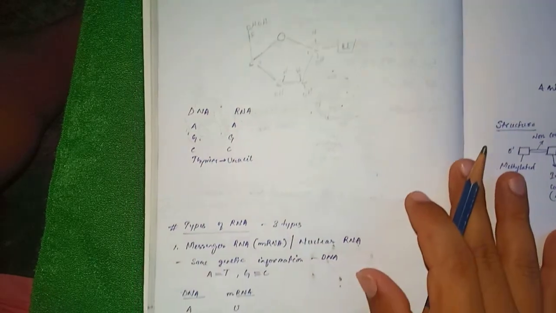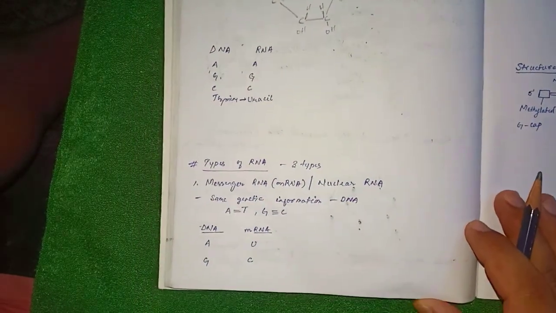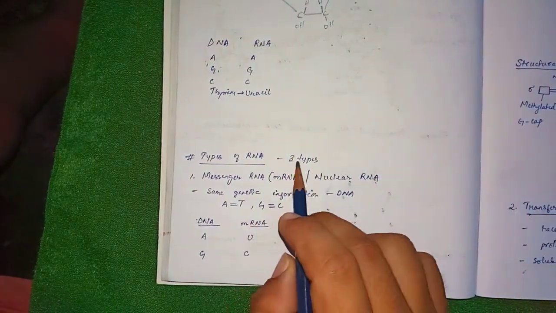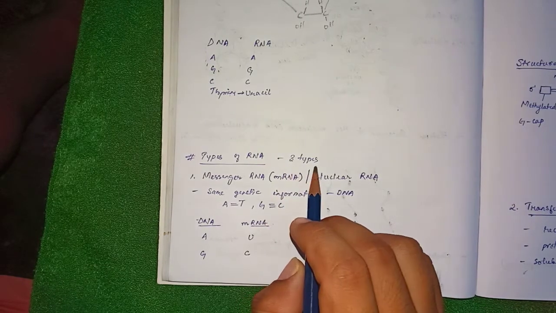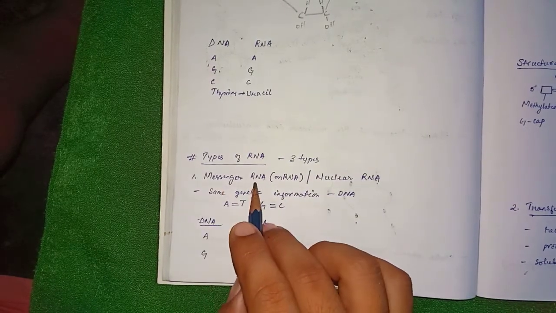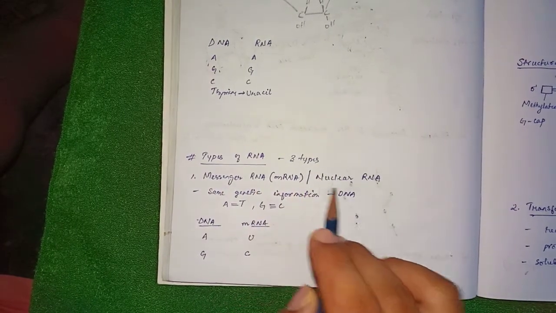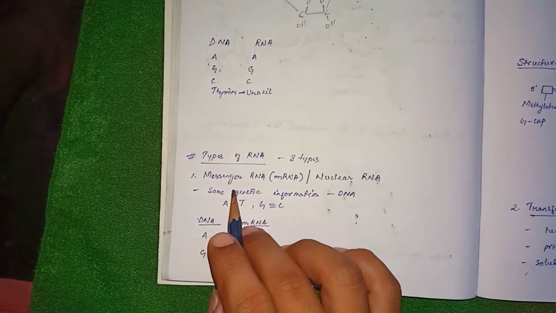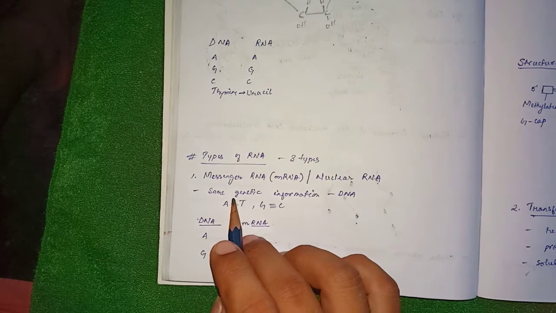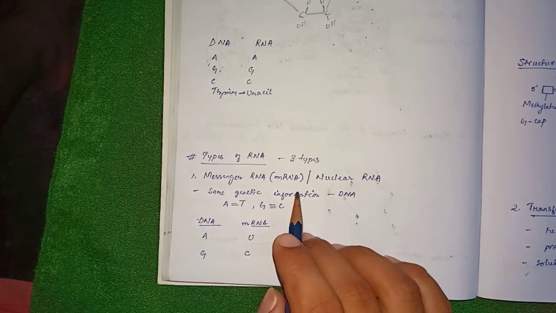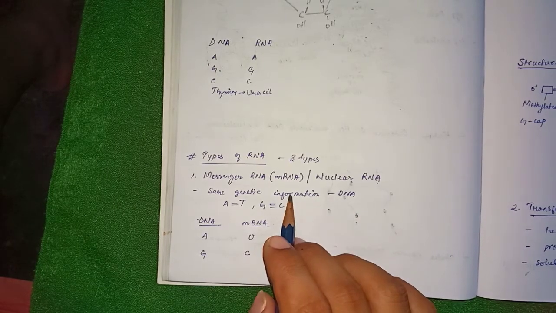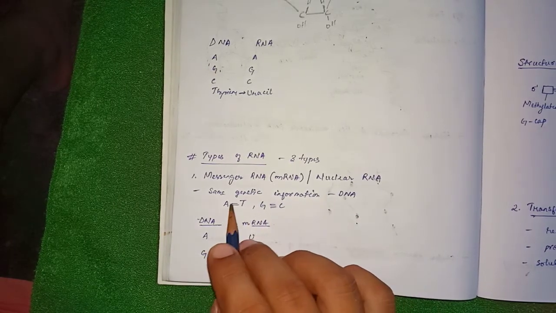Now let's discuss the types of RNA. RNA are of three types. The first one is messenger RNA or mRNA, also called nuclear RNA. mRNA carries the genetic information as that of the DNA.